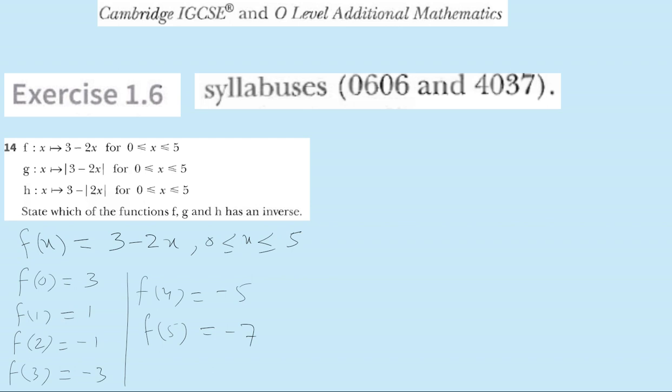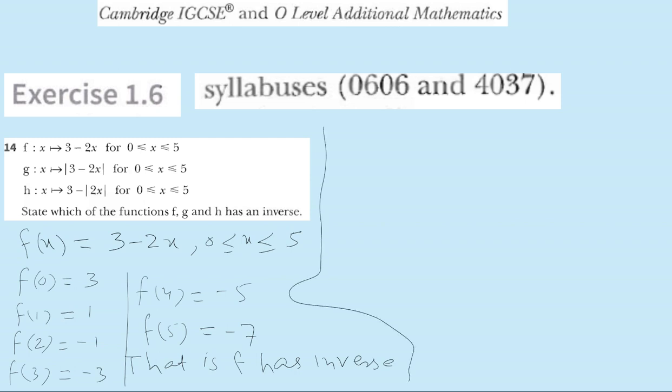Hence, that is, f has an inverse, meaning the inverse exists.